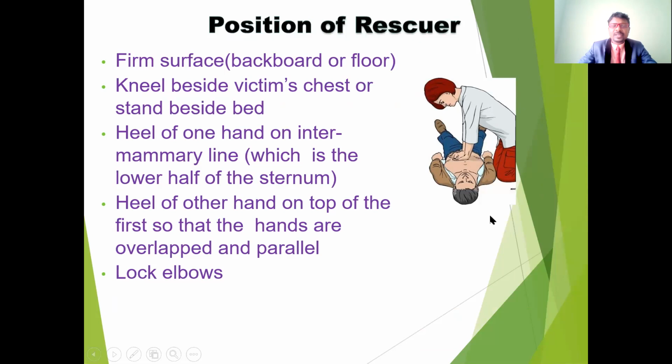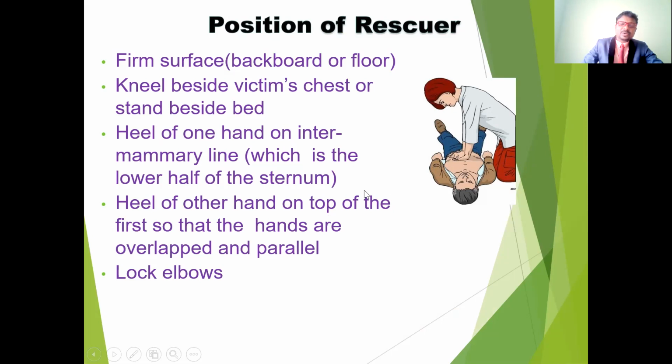If, for example, you see here, we have to maintain the patient's position on a firm surface, either a backboard or the floor. We can give it on the floor, or if that is not available, we can use the backboard, that is the hard flat surface. The rescuer should be very close to the patient, kneeling beside the victim's chest or standing beside the bed. If it is on the ground, we have to do the kneeling position.